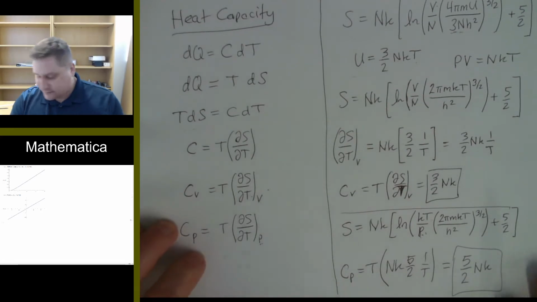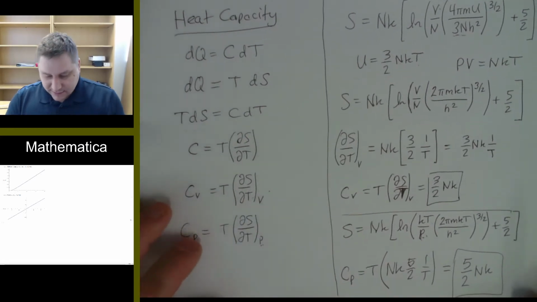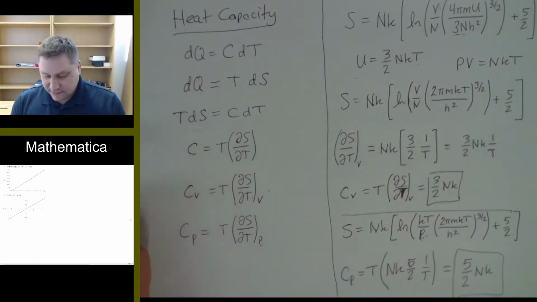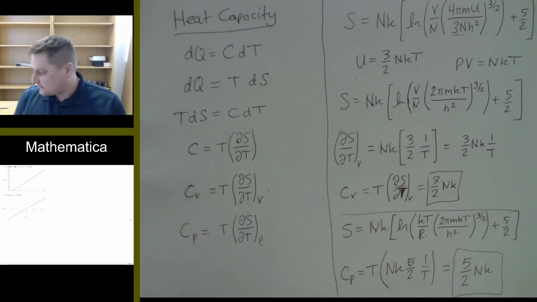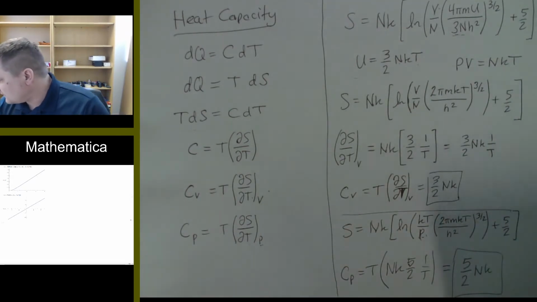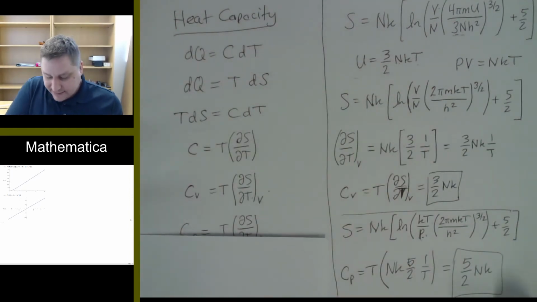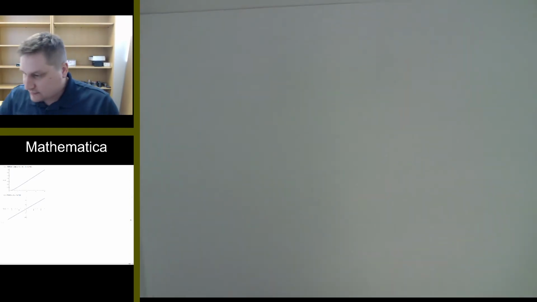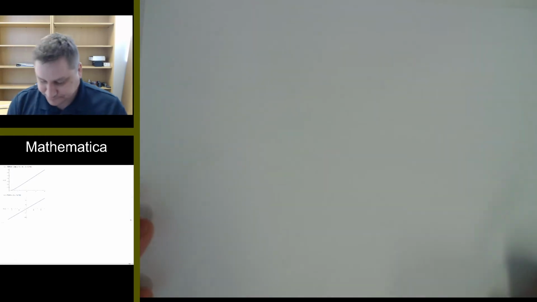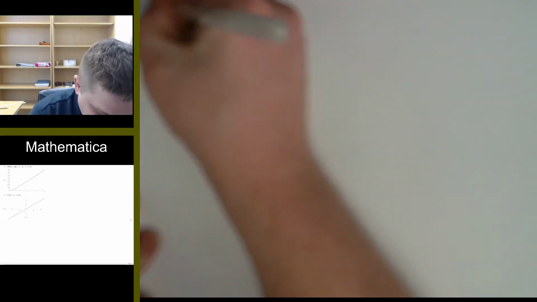Okay, so that basically covers this example of heat capacity. There's one more that I would like to do that is interesting. And this is a prediction that we have not made yet. So we'll see what happens. We're going to look at the Einstein solid.